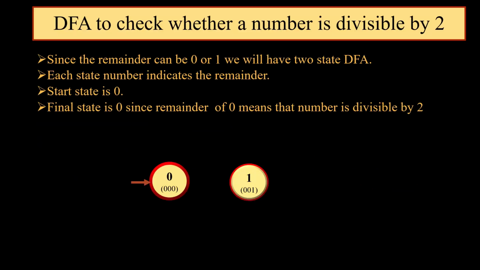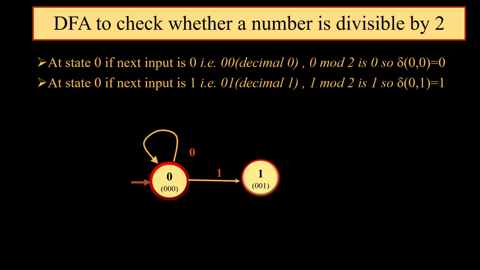So first we will start off with divisible by 2. Since the remainder can be either 0 or 1, the DFA will have two states and each state will represent the remainder. Start state will be 0 and final state will be 0, since remainder of 0 means that the number is divisible by 2. And if we are at state 0, the next input after this will be 0. 0 mod 2 is 0, so 0 on 0 will give us 0.